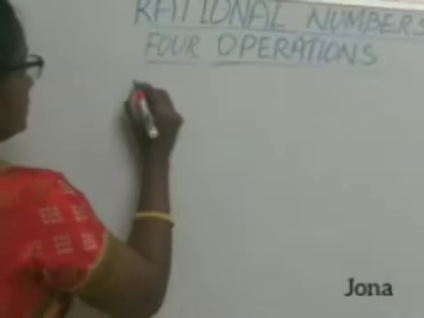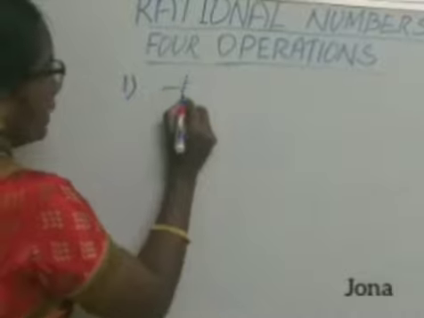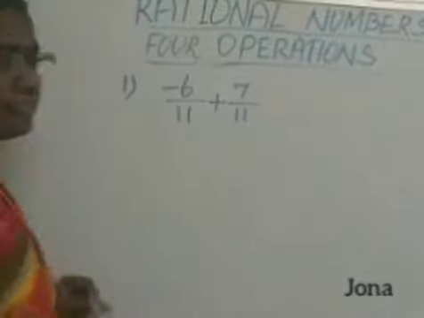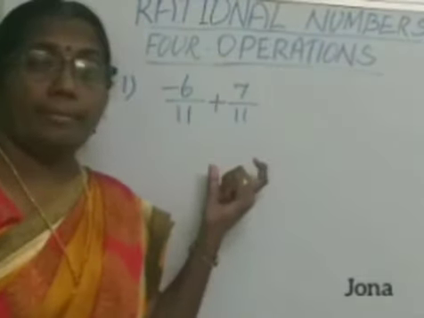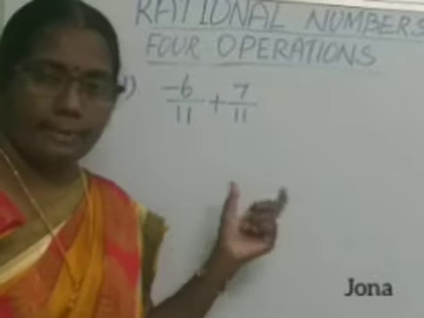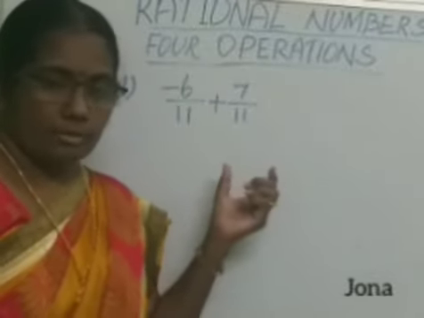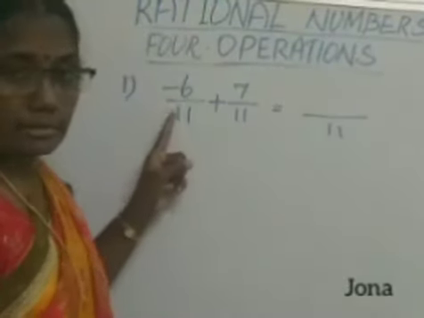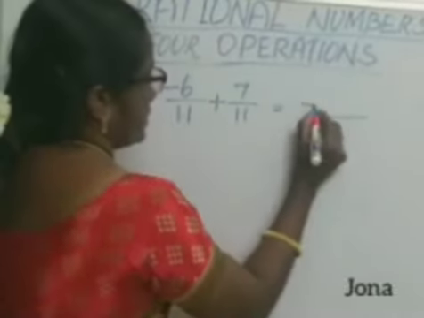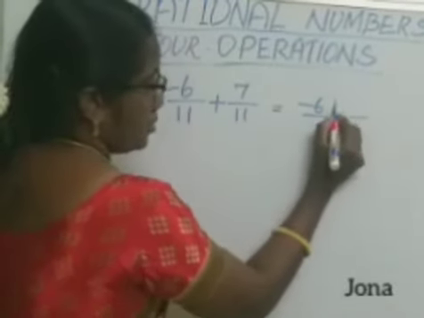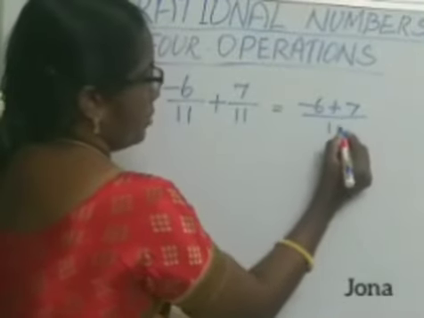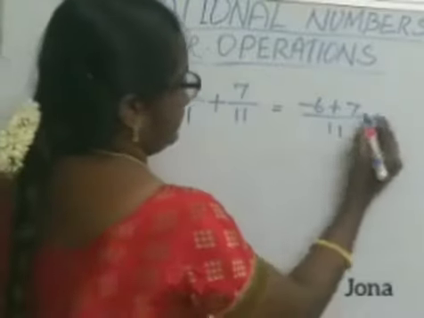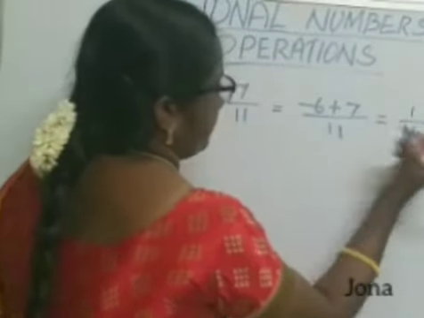See the first one, minus 6 by 11 plus 7 by 11. Look here, the denominators are the same. If the denominators are the same, what do we have to do? We take the same denominator and in the numerator write as it is: minus 6, here we have a plus symbol, so plus 7. So minus 6 plus 7 divided by 11 equals 1 by 11.